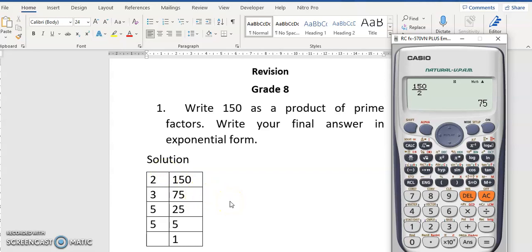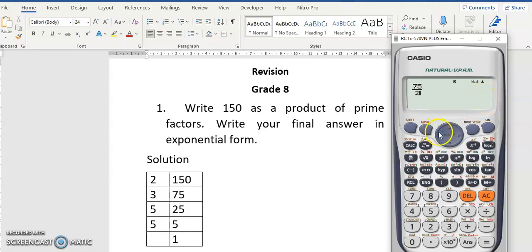Then the next thing that we are going to do is find a number that can divide 75 without a remainder. We can't use 1, we can use 2, so you move your cursor here. Let's try 2. 75 divided by 2 is a fraction. So it means it gives us a remainder. If you press the S to D button, it gives you a decimal. So we cannot use that one because it gives us a remainder.